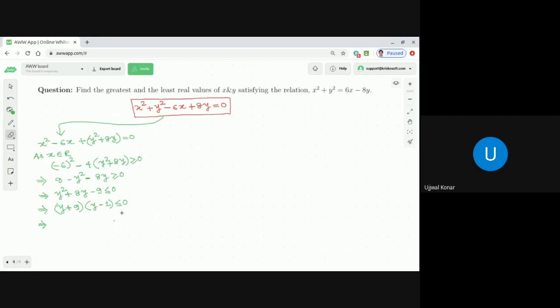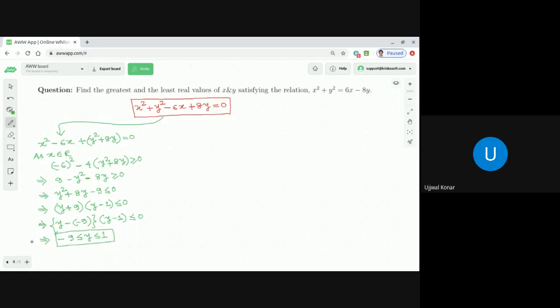Dear students, as I suggest that you also do along with me, so that this kind of silly mistake that I made does not come to you. And y minus 1 is less than or equal to 0. So this implies what? Recall, x minus alpha into x minus beta less than or equal to 0 means x is in between the minimum of alpha and beta and the maximum of alpha and beta. That means minus 9 is less than or equal to y, less than or equal to 1. That is the range of values of y we got, dear students.